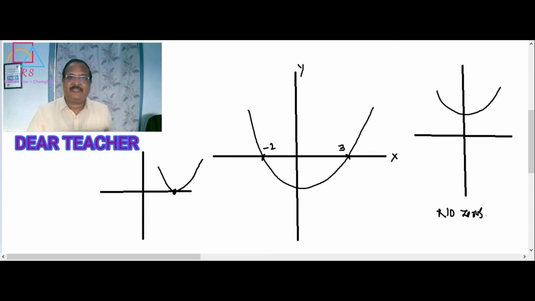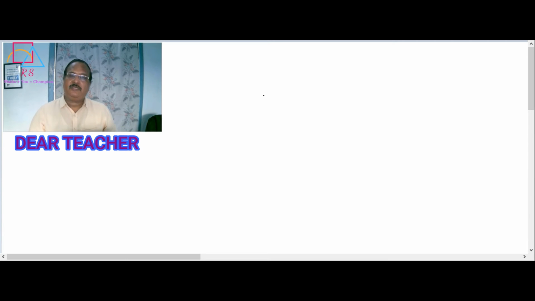In exercise 2.1, six graphs are given, and you have to identify the zeros of the polynomial. Six graphs of p(x) are given. You have to identify the number of zeros. How many zeros are there? That is an exercise given in the textbook that you can do. So now the understanding of geometrical meaning is over.